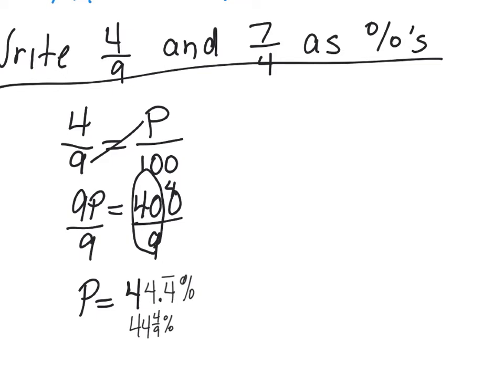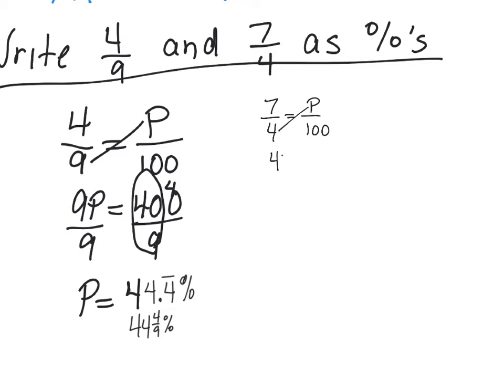Or you could write 44 4/9%. Okay? 7/4. What do you know if you got a 7 out of 4 on a paper? Big over little has to equal big over little. We know we have more than 100%, didn't we? Now that one's kind of easy to tell, isn't it? But for consistency's sake, set it up as an equivalent fraction out of 100.